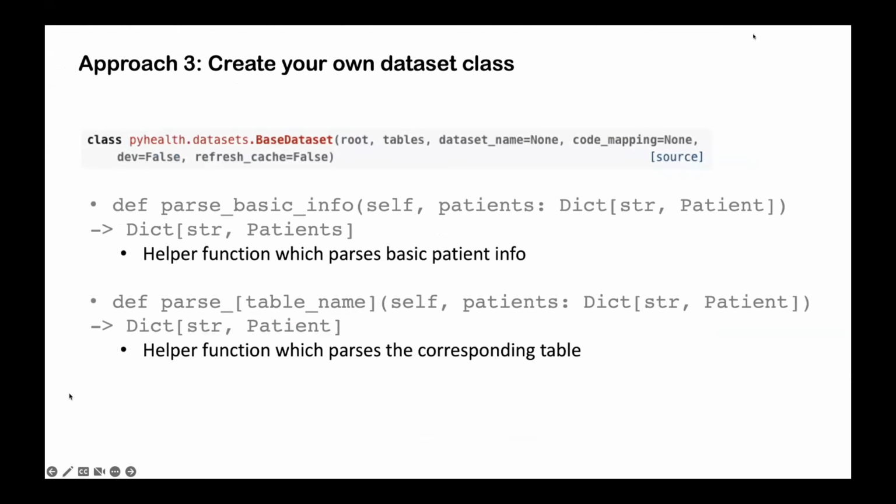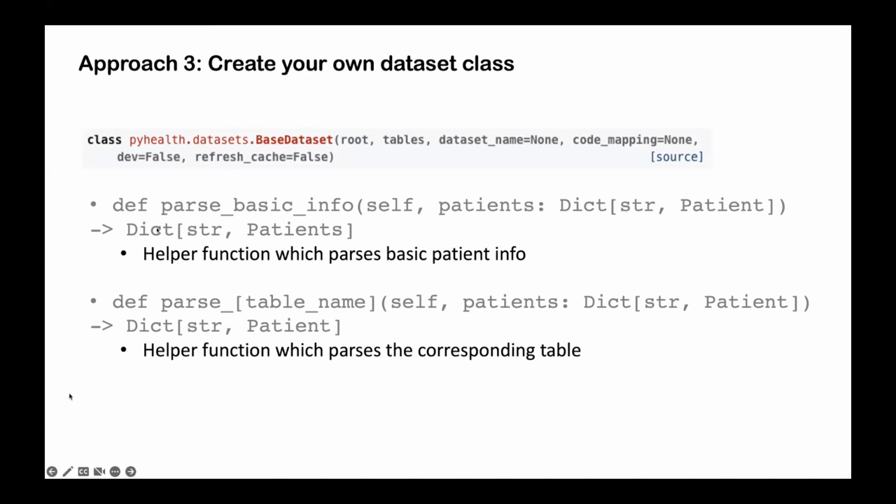And lastly, I will introduce the third way of using your own custom data. That is, you can always create your own dataset class. So in PyHealth, every concrete dataset class inherits this base dataset class. This base dataset class is essentially an abstract class that contains a lot of common functions shared by all those different EHR datasets. So what you need to do here is essentially defining two key functions that you need to process your own custom dataset.